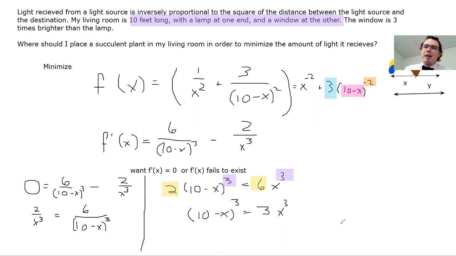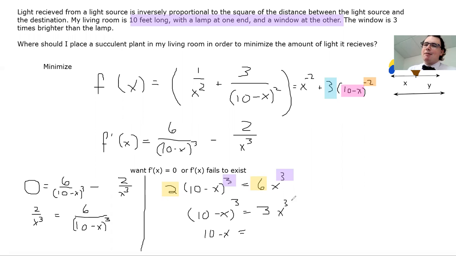Okay, well now what am I going to do? If I've got both sides with a cube in them, I'll take a cube root. So taking the cube root of the left-hand side gives me just 10 minus x. Since cube roots are an odd numbered root, cube roots are defined for all numbers. I don't have to worry about plus or minus over here. It'll always exist, and there's a single answer it could have.